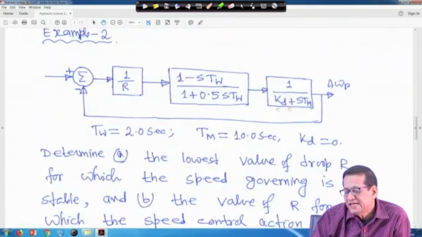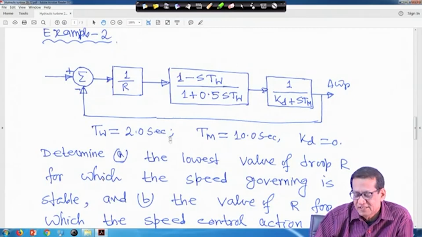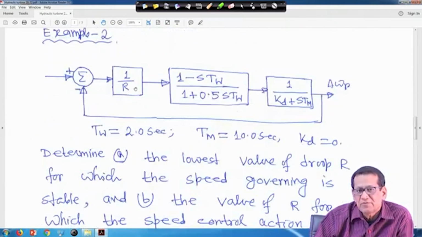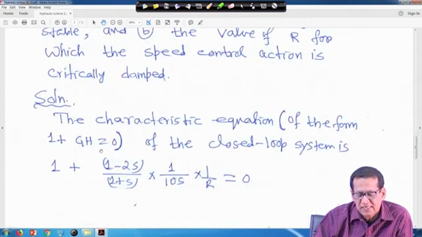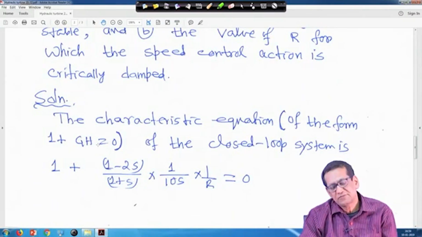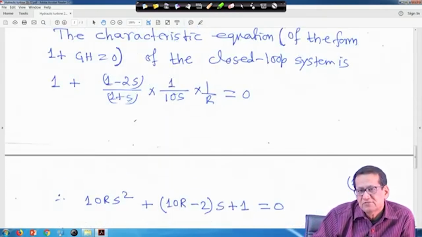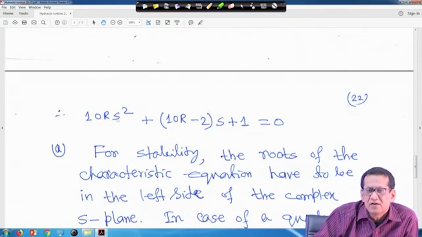Now, next is K d is 0, but T m is 10, that is 1 upon 10 s, right. So, that is why it is 1 upon 10 s into 1 upon r, is equal to 0, right. So, this is the characteristic equation of the closed loop system. Now, if you simplify this, we get 10 r s square plus (10 r minus 2) s plus 1 is equal to 0. So, this is a simple quadratic equation, right.